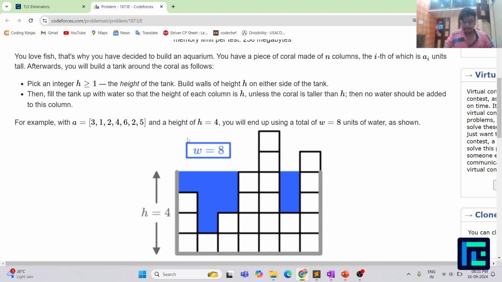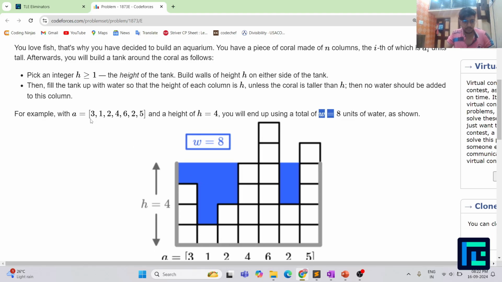of the tank. Build walls of height h on either side of the tank, then fill up the tank with water so that the height of each column is h unless the coral is taller than h. Then no water should be added to this column. For example, you have this array, and you will end up using a total of 8 units of water. As you look, you have corals of height 3, 1, 2, 4, 6, 2, 5.